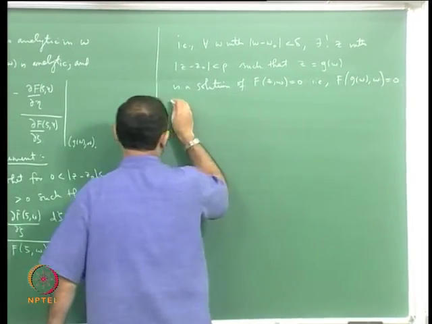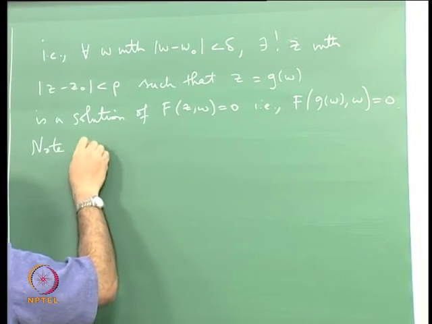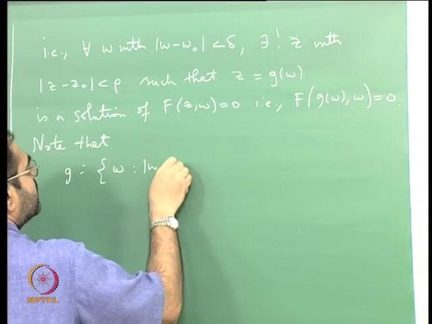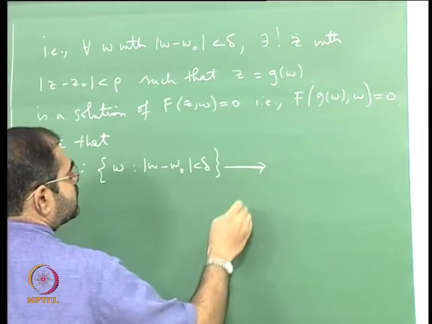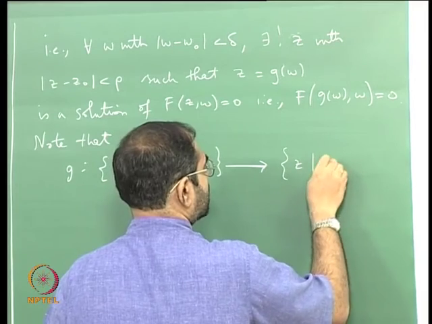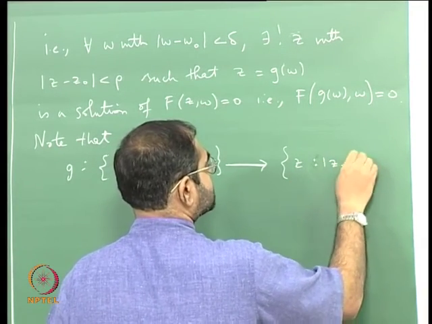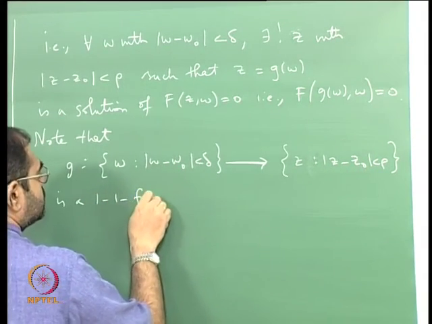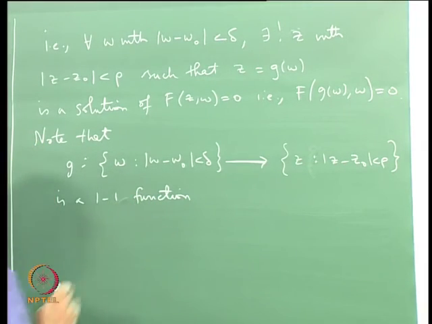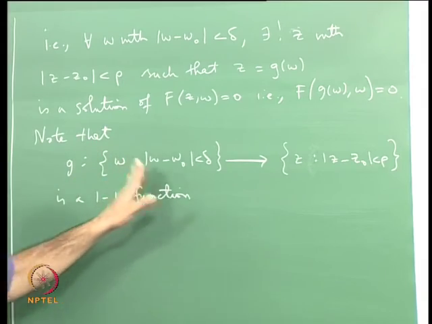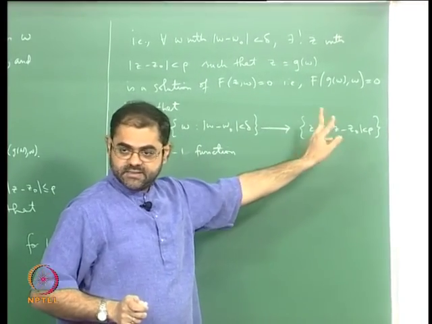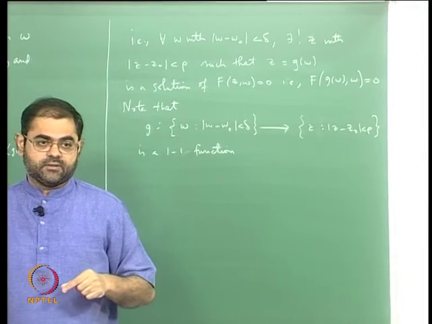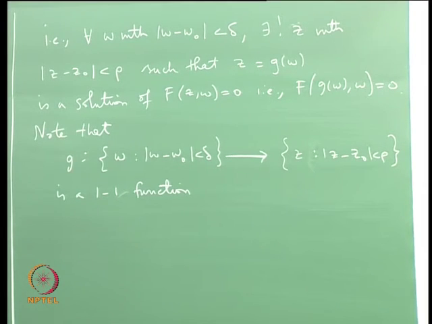So this also tells you, note that g, which is defined from the set of all w such that mod w minus w naught is less than delta, to the set of all z such that mod z minus z naught less than rho, is a 1-1 function. It is an injective function. It takes w to g of w, which is z. There is a unique z. Okay, so you get a unique solution z equal to g of w for the implicit function f of z comma w equal to 0.